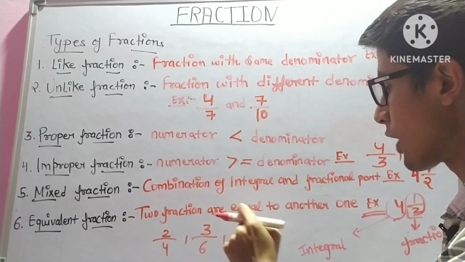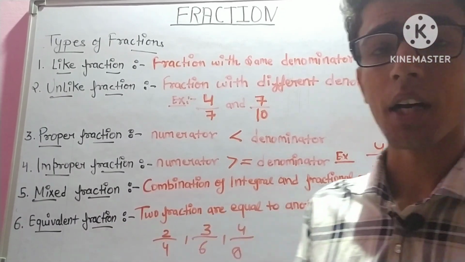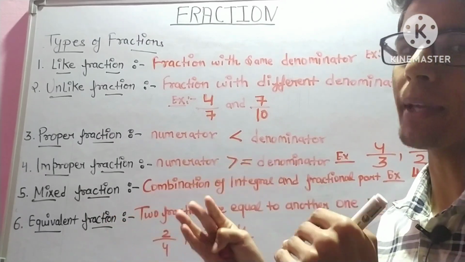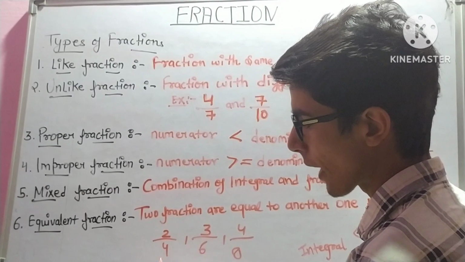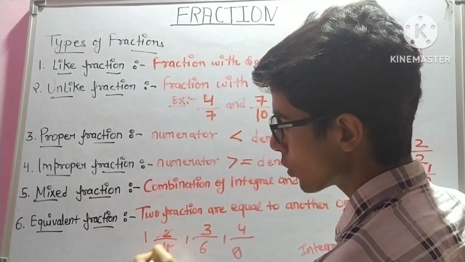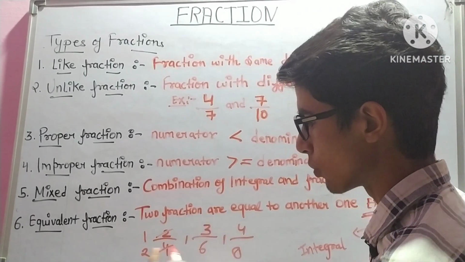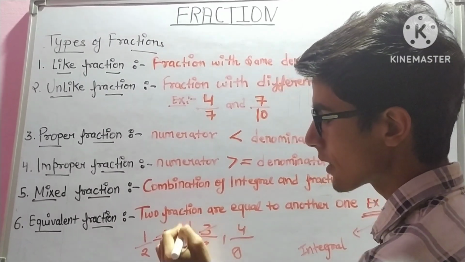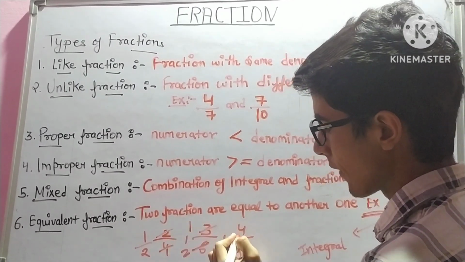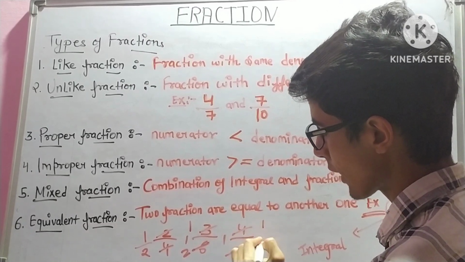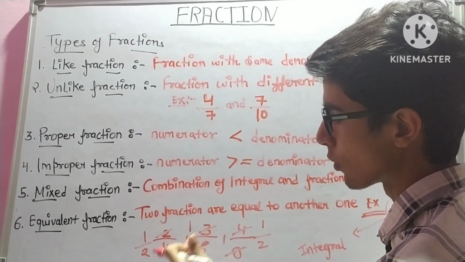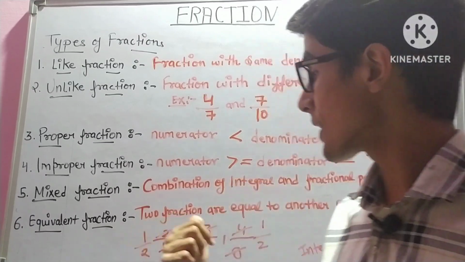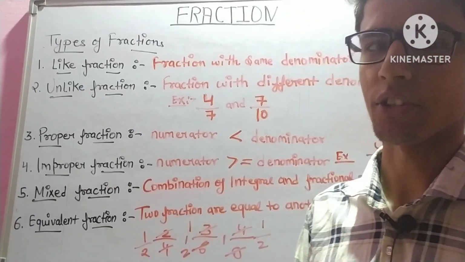Moving on to the next, the equivalent fraction. Two fractions are equal to one another. Two fractions are equal means when you reduce the fractions, they all come to the same digits. If you cut 2 by 4, 2 ones are 2, 2 twos are 4, this comes to 1 by 2. If we cut 3 by 6, 3 ones are 3, 3 twos are 6, this is also 1 by 2. If we cut 4 by 8, 4 ones are 4, 4 twos are 8, this also comes to 1 by 2. These three are equal, so this is known as the equivalent fraction.